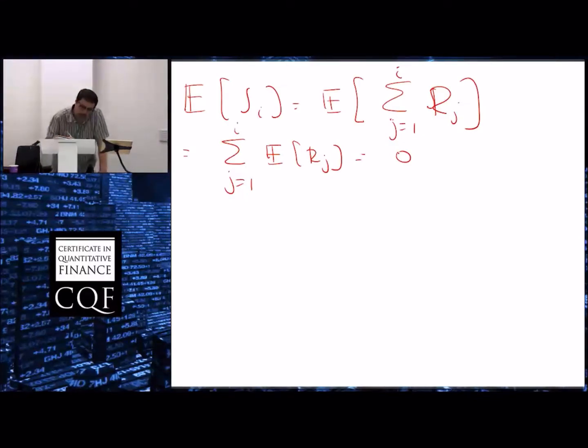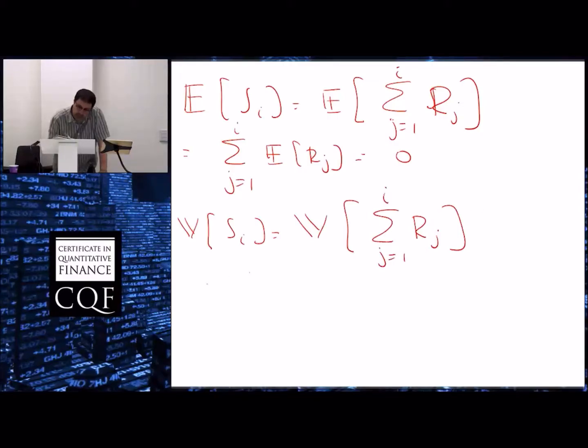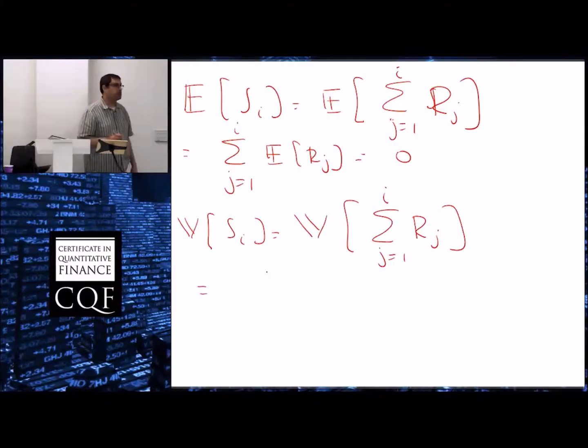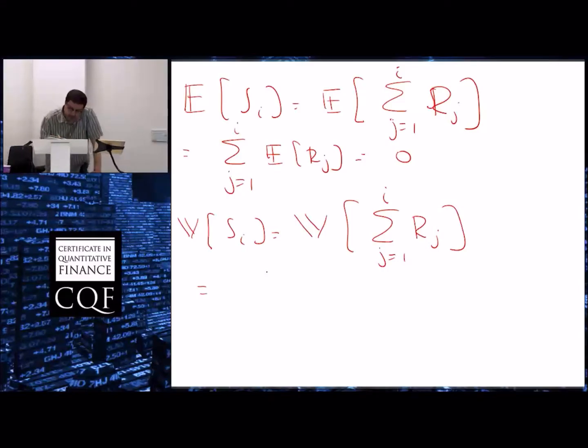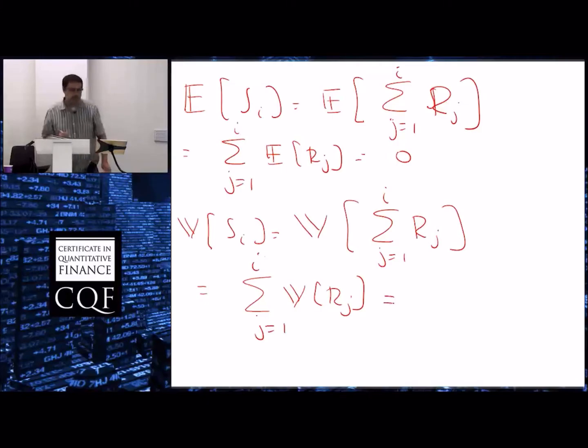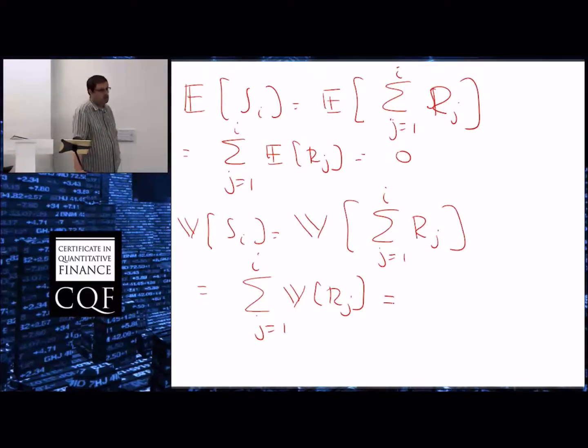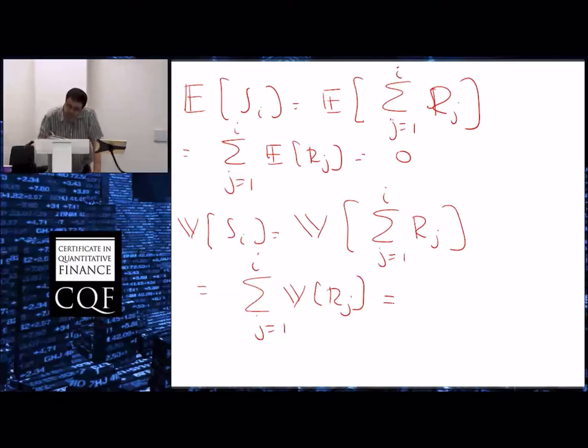What about the variance? The variance of Si is equal to the variance of the sum of Rj, j goes from 1 to I. Remember, the variance is also an expectation. It's a higher order expectation. What did we say the variance of Rj was? It was 1. So we've got I lots of 1, so this equals I.